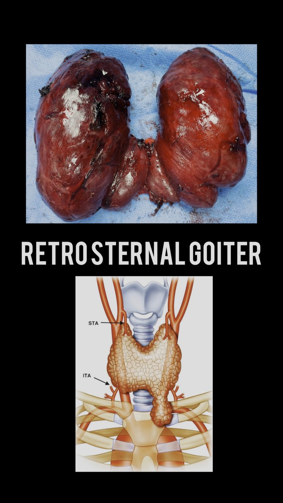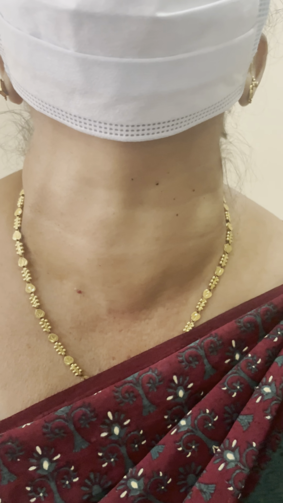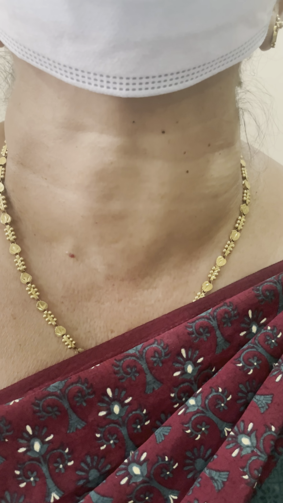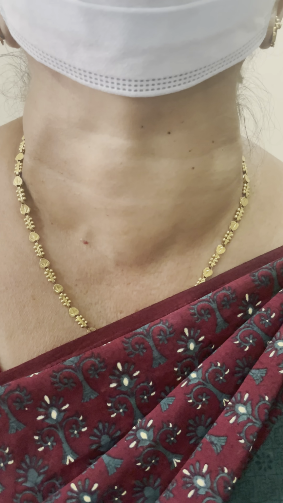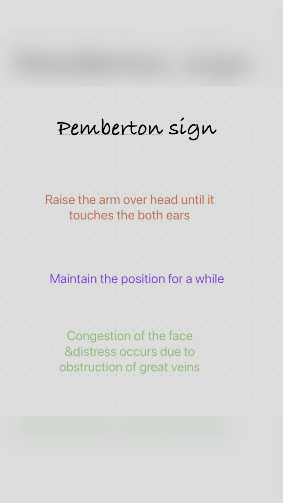Retrosternal goiter. Here you see a patient with swelling in front of the neck, moving with deglutition, lower border not seen. In such a patient, you try to demonstrate the Pemberton sign. Raise the arm overhead until it touches both ears. Maintain the position for a while.